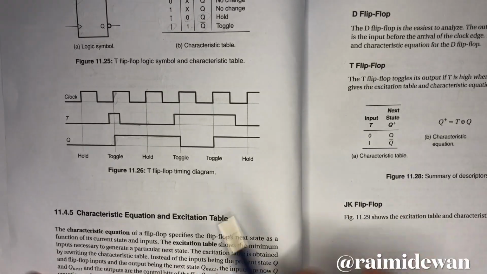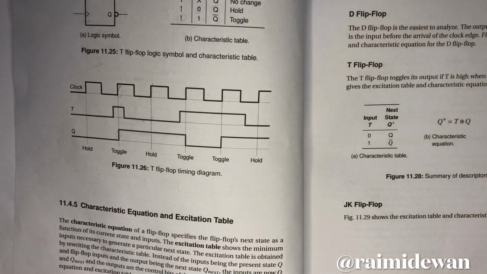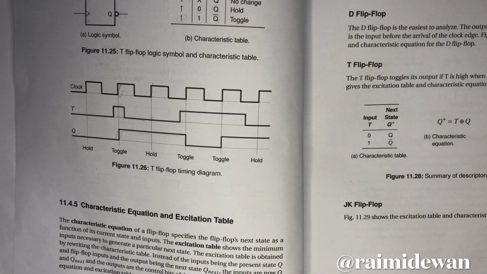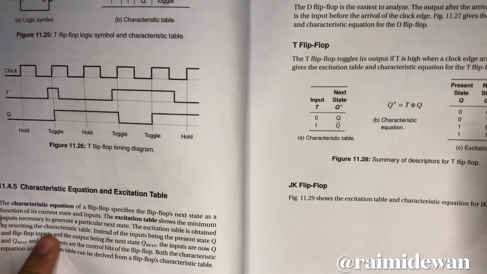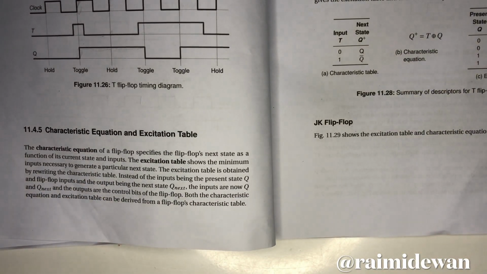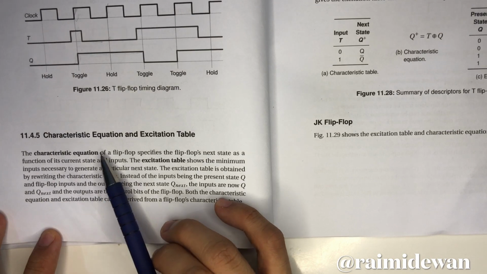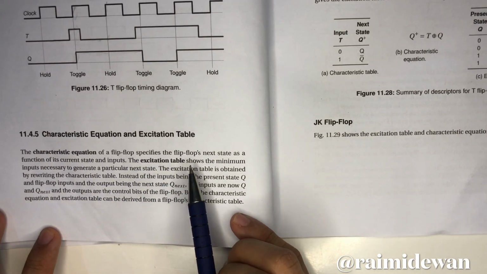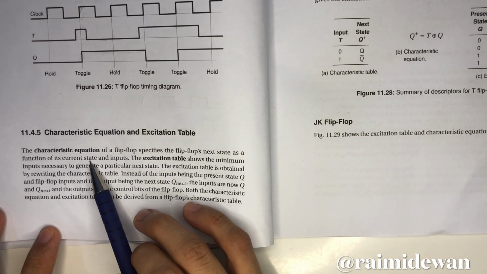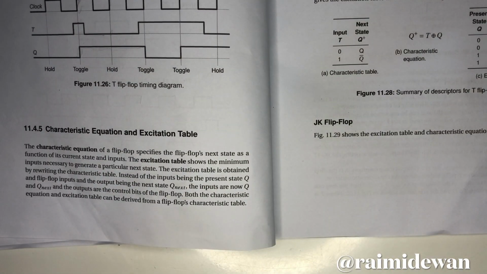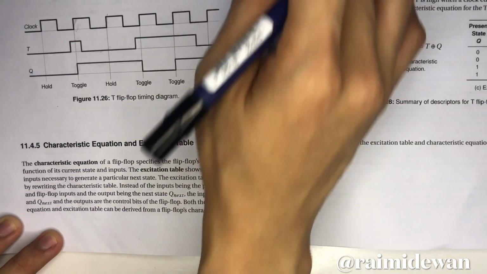Then we go for the next one, the characteristic equations and excitation table. I try to teach from the module as much as possible, because when I use the module, indirectly those of you that don't have the module will see it. You can simply pause the video to read the module. The classification of flip-flops specifies the flip-flop's next state as a function of its current state and inputs.